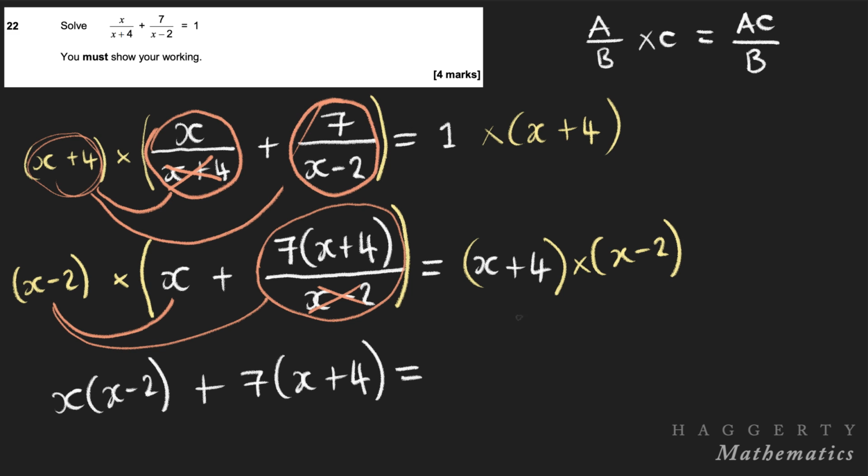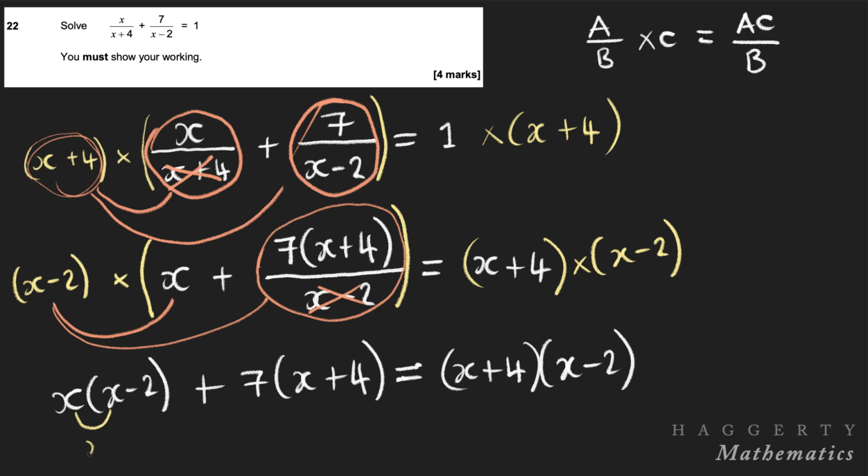And that's going to be equal to x plus 4 times x minus 2. And now we have to expand it all and then shift it to one side and then hopefully be able to solve it just by rearranging. So let's go ahead and do that, right?